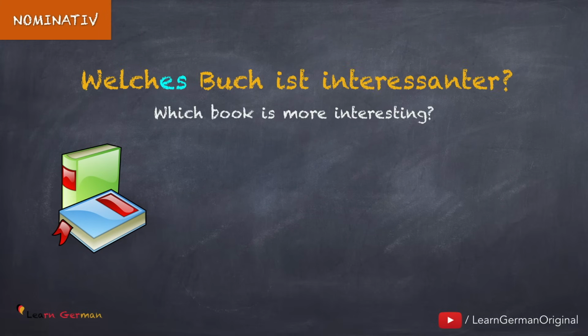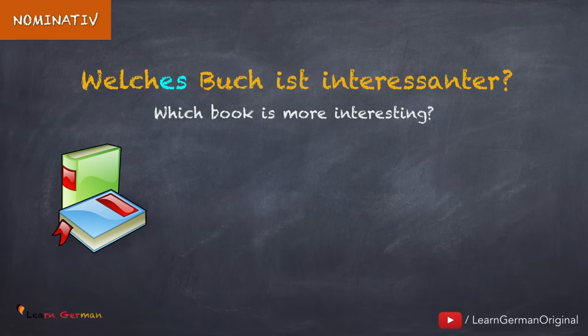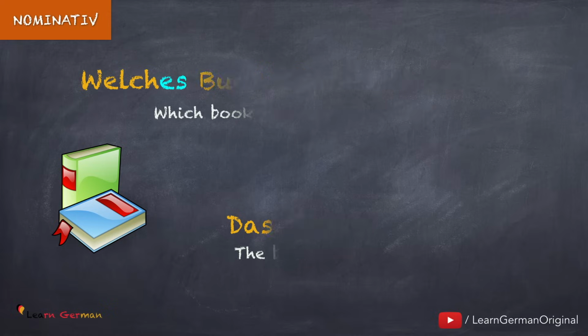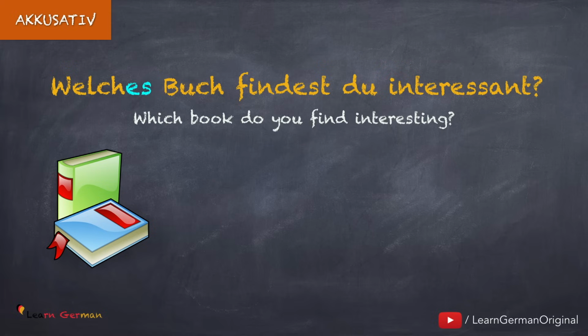Welches Buch ist interessanter? The article for Buch is das Buch. Welches takes the es from the article das and uses that as an ending. Hence you say, welches Buch ist interessanter? And the answer is das Blaue. In the accusative case, just like the feminine article, the Neutrum article does not change.